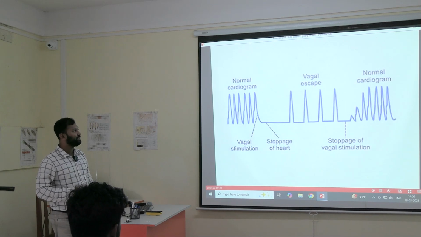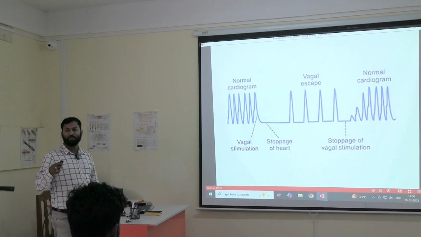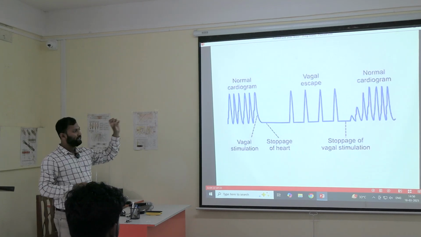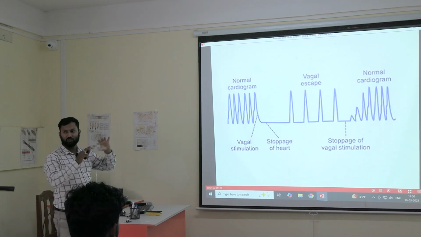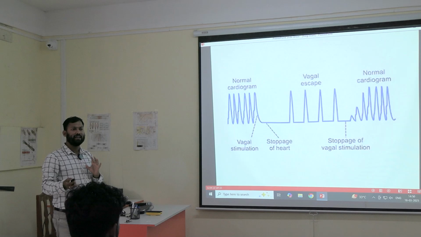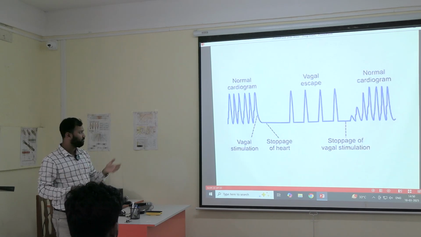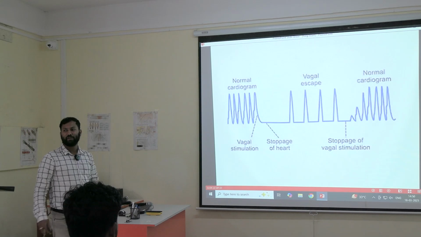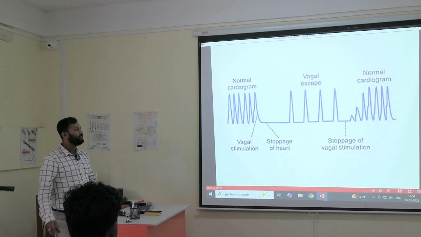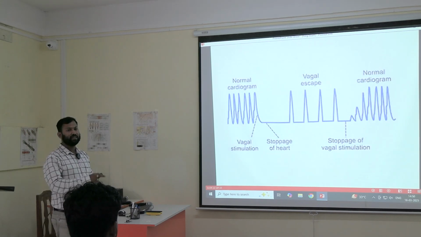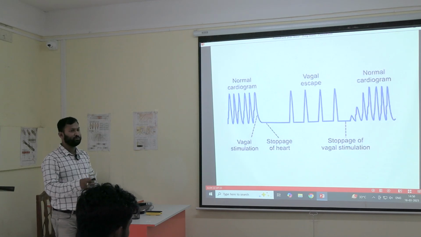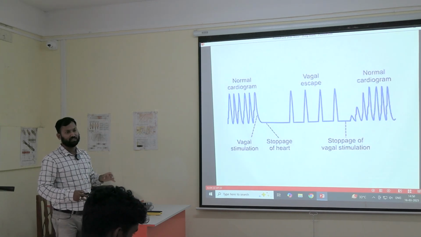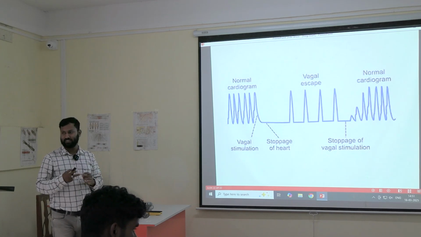Why is this happening? Actually, the vagus nerve only supplies the SA node, not the ventricles directly. So we know the SA node will control the ventricle, but the ventricle also has its own regulatory mechanism. It will also help in contractility of the heart, but normally the SA node controls everything. But whenever we are giving continuous stimulation, the acetylcholine stores get depleted. The acetylcholine is used up.